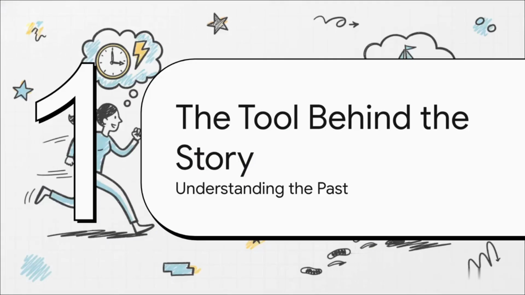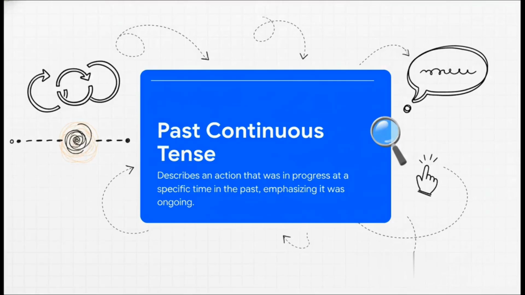Now that little piece of storytelling magic comes from a very specific tool in our language toolbox. It's called the past continuous tense, and we're about to break down exactly what it is and how you can start using it right away. So, what is it technically? Well, the past continuous is all about describing an action that was in progress at a certain point in the past. The key idea here is that the action was ongoing. It was happening. It wasn't finished yet. It's all about capturing that feeling of duration, of something in motion.